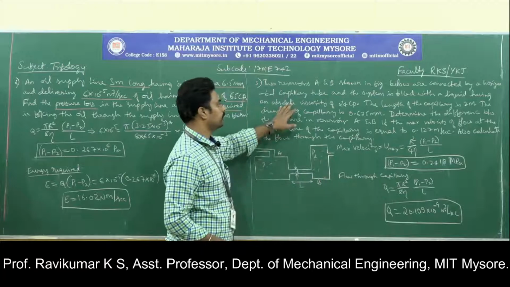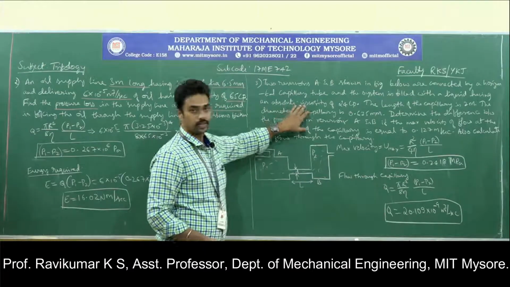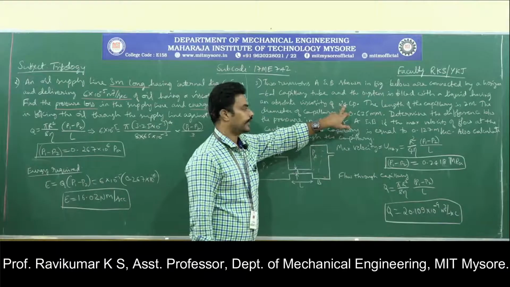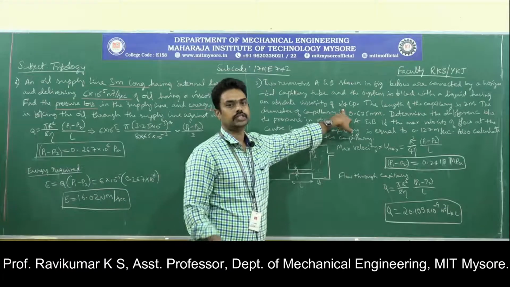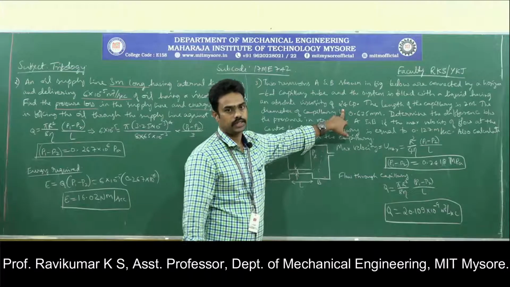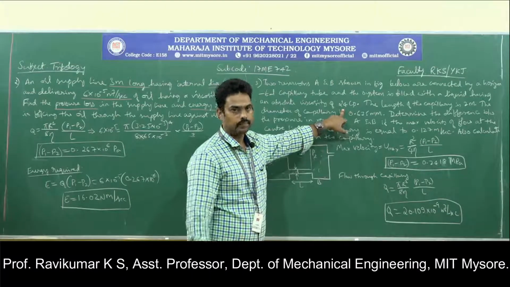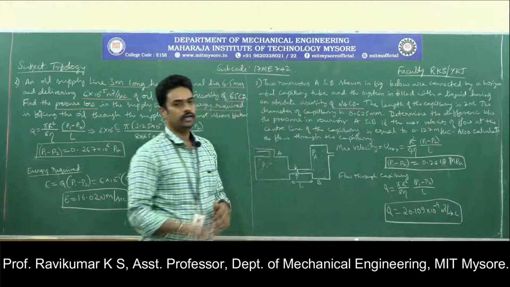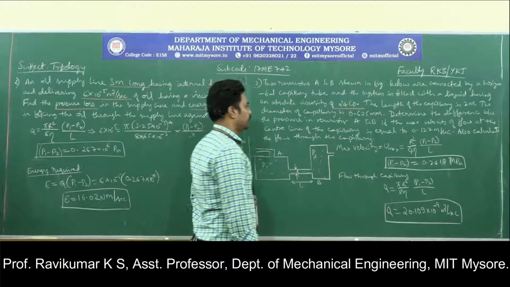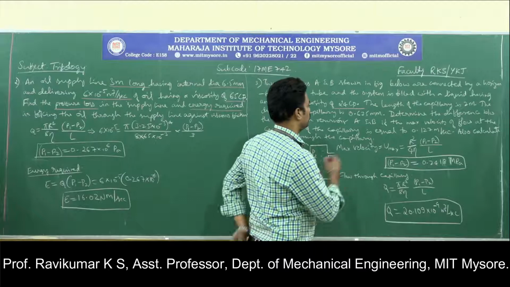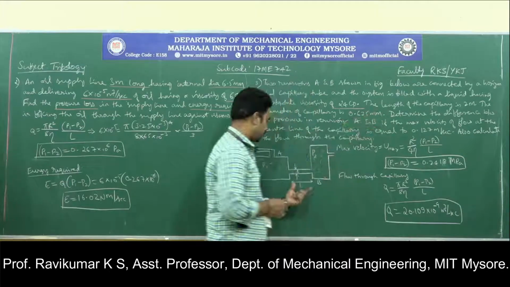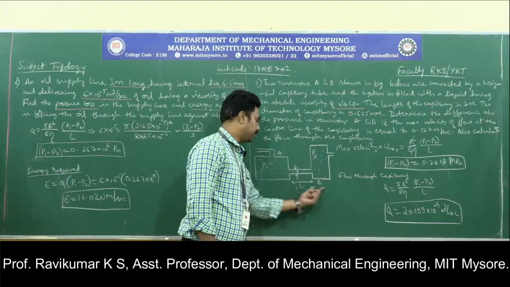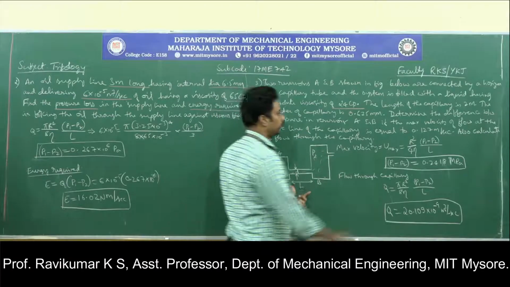For that, the absolute viscosity is given as 24 centipoise. Again, this 24 centipoise you need to convert to Pascal second, that is multiply this with 10 power minus 3, and you will get 24 into 10 power minus 3 Pascal second. The length of the capillary tube in between reservoir A and B is 2 meter.